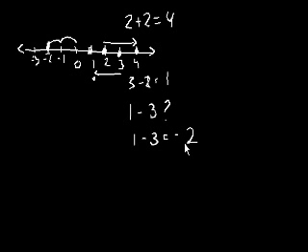This is something that you're probably already doing in your everyday life. If I were to tell you that it's very cold today, it's 1 degree, but tomorrow it's going to be 3 degrees colder, you might already know intuitively that we're going to be at a temperature of negative 2 degrees. So that's all a negative number means.